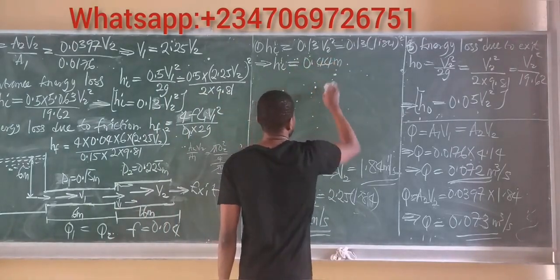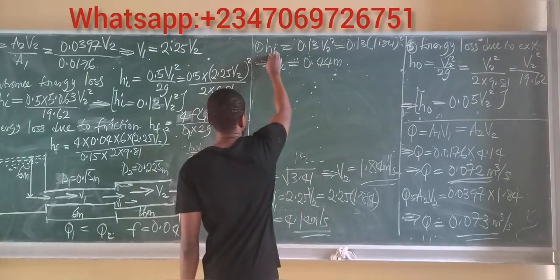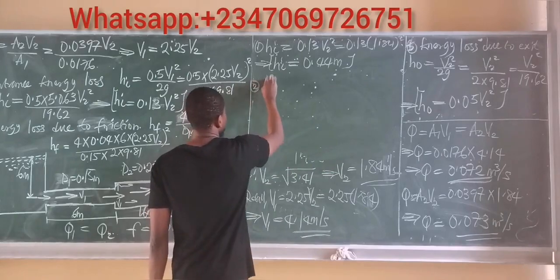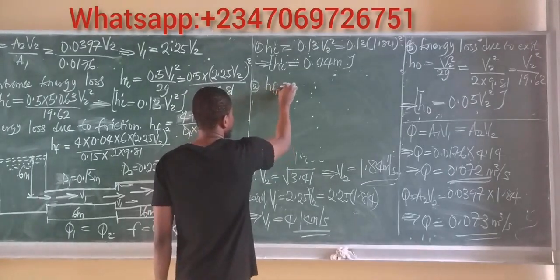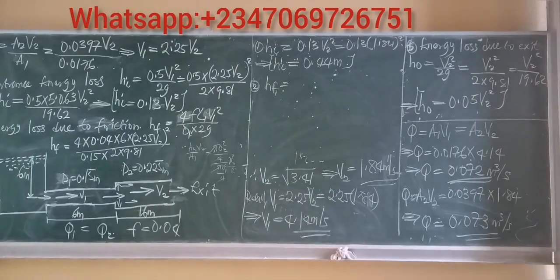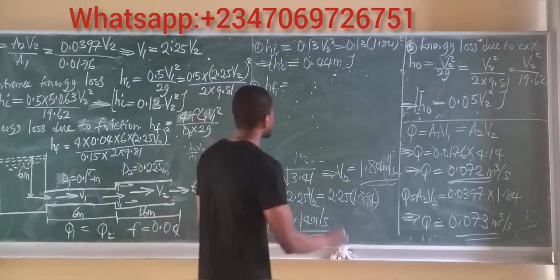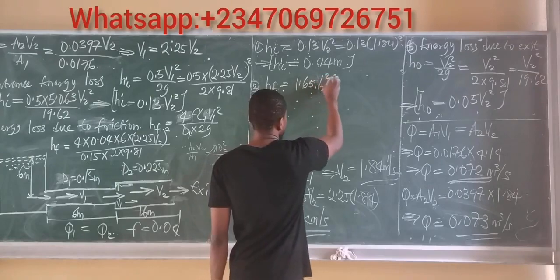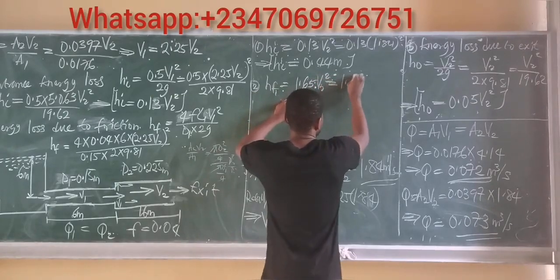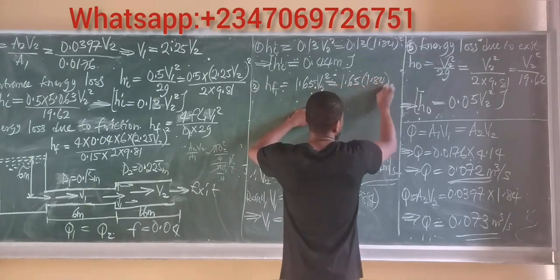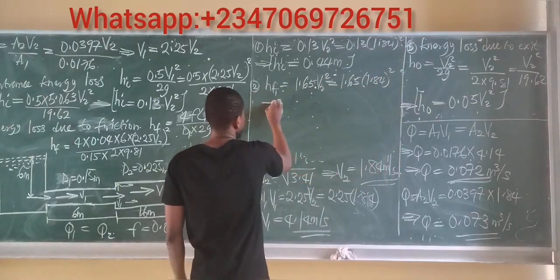So you have 0.44 in meters. Okay, that becomes the entrance energy loss. The next energy loss we did was energy loss due to friction at the first pipe, and we obtained the equation for that as 1.65 V2 all squared. So this is equal to 1.65, V2 remains 1.84, all squared. So multiply everything all through.